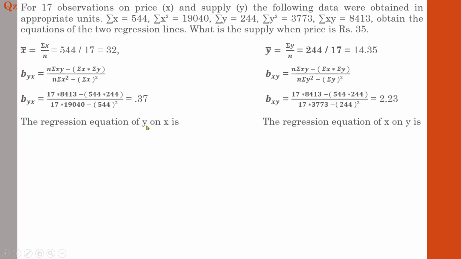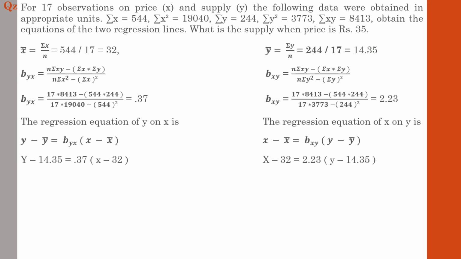So first of all, let us begin with y on x. We know that the equation for y on x is y minus y mean equal to byx into x minus x mean. Similarly, the regression equation of x on y is x minus x mean equal to bxy into y minus y mean. And we have already found the value of byx as well as bxy. And we know the value of mean x and mean y. So substitute these details in the equations.